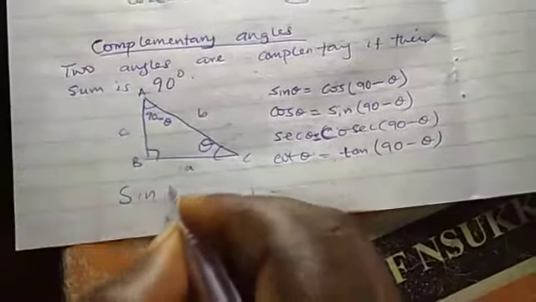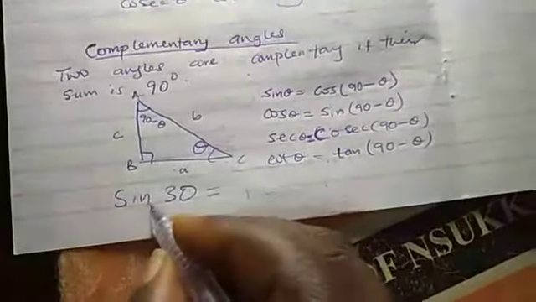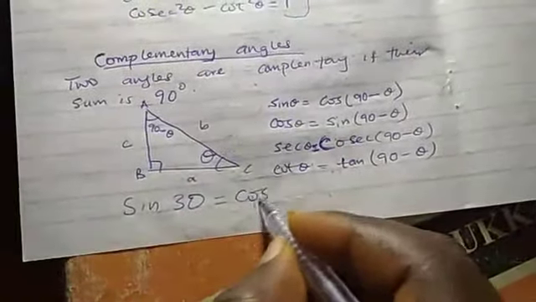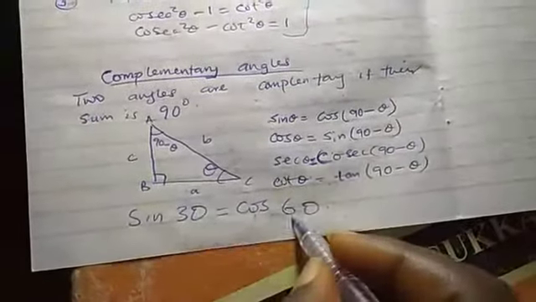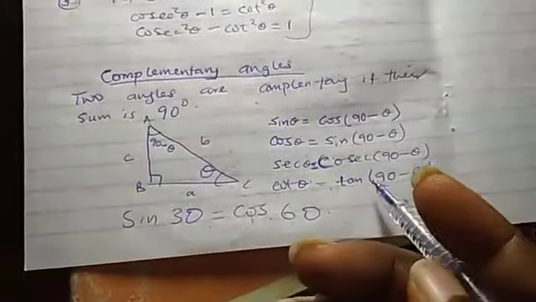That is, if I see sine theta, what that means is that if you have sine 30, if I want to turn this sine to cos, it will still be the same thing as cos 60, because 60 and 30 will give me 90.